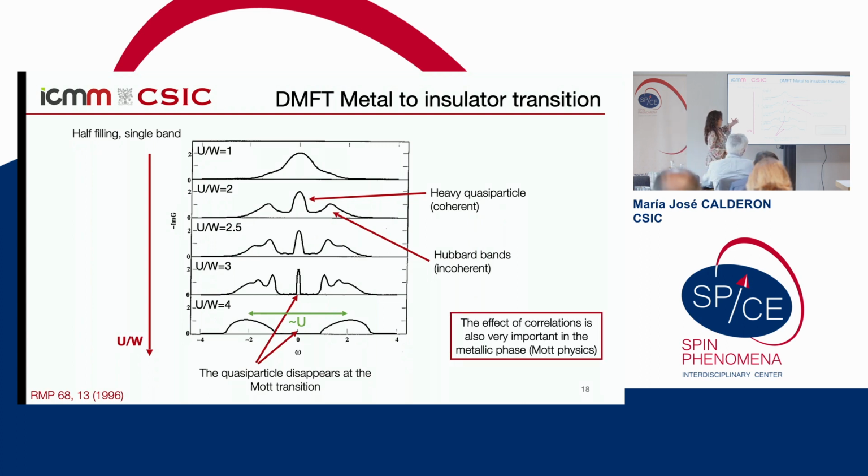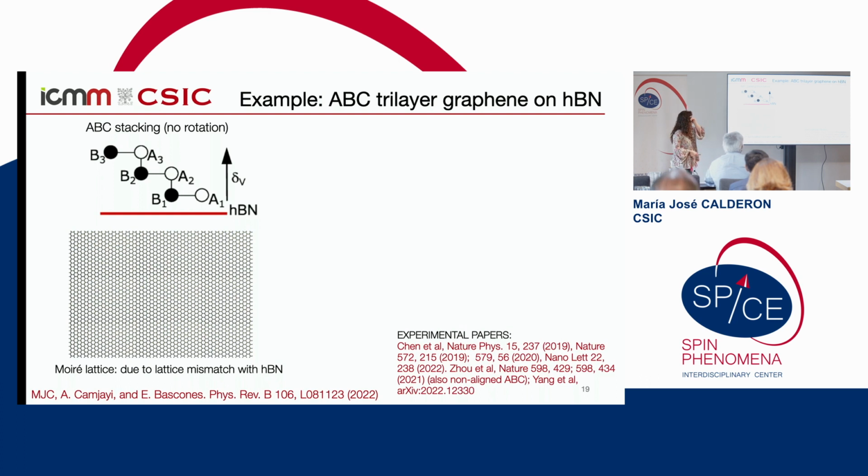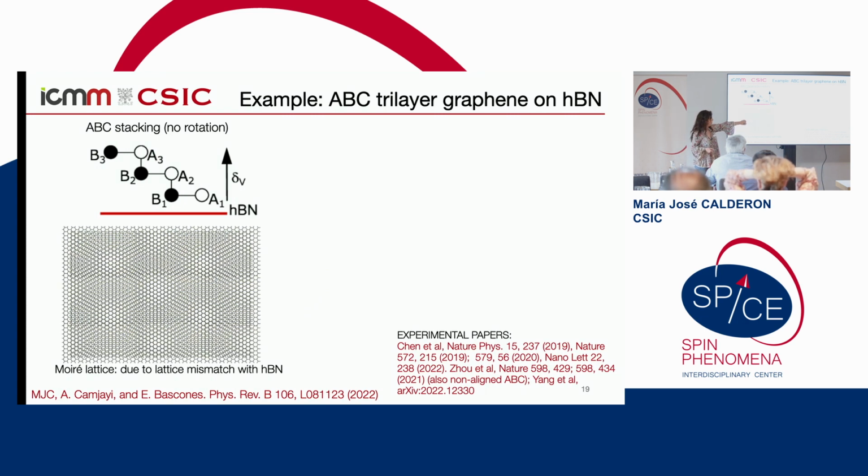But the important thing here, again, is that even when you are not under the conditions for a Mott transition, in this area you still have very strong correlations that are important. So in order to see how this goes, instead of going first to the TBG that I showed you that has 8 orbitals and is very complicated, I'm going to show you a simpler case, which is ABC trilayer graphene on hBN. This is not twisted, but if you put it on top of hBN, then because of the different lattice parameter, you also get a moiré lattice, okay?